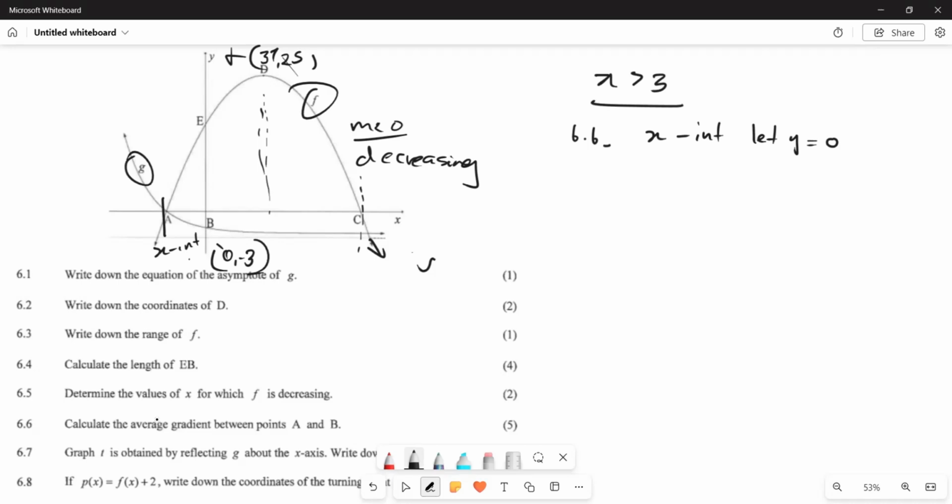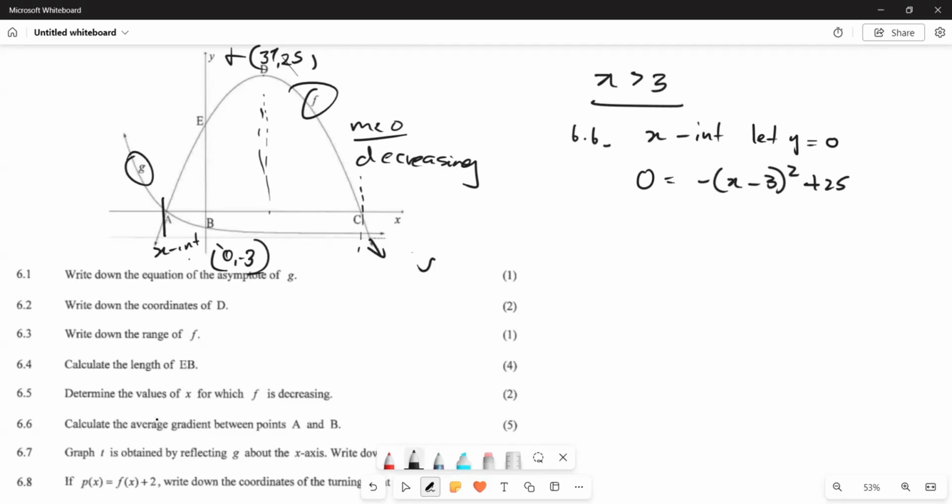So this is going to be the same as 0 equals negative into bracket x subtract 3 squared, plus 25. So basically that is going to be this particular thing. Now let's start with this 25 and try to expand this and see what we are going to have.